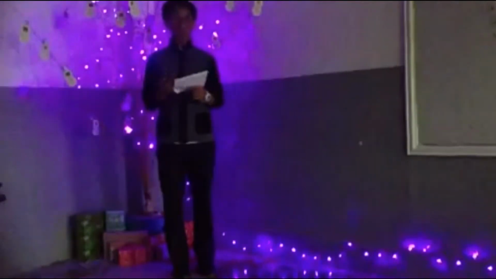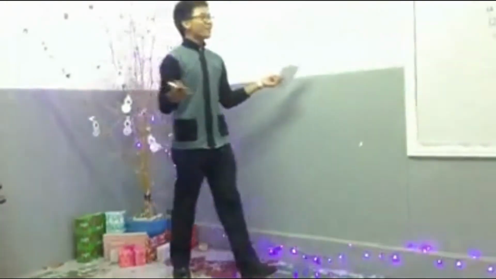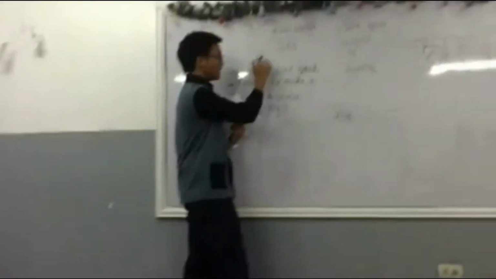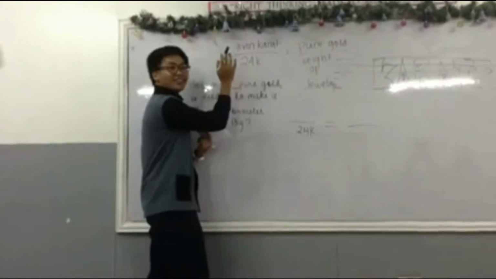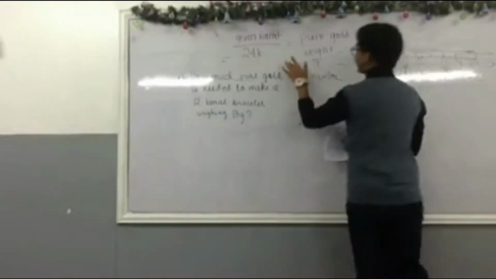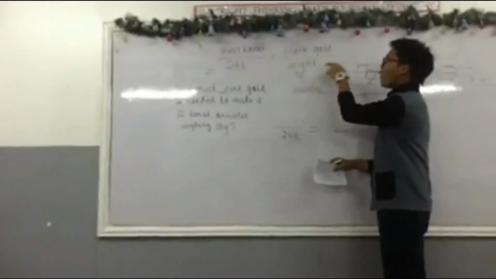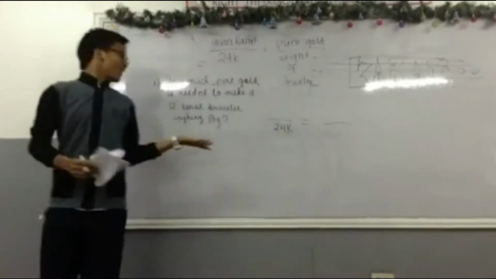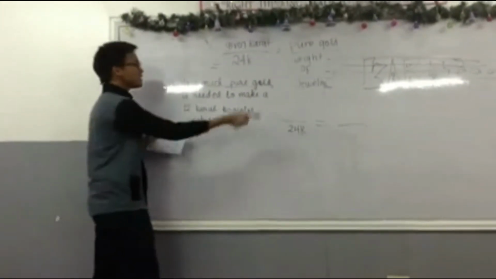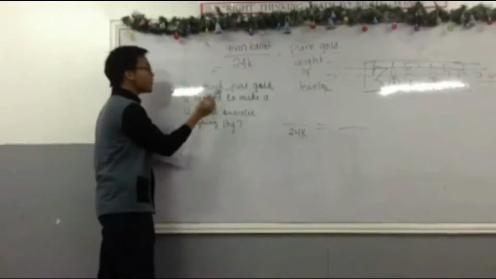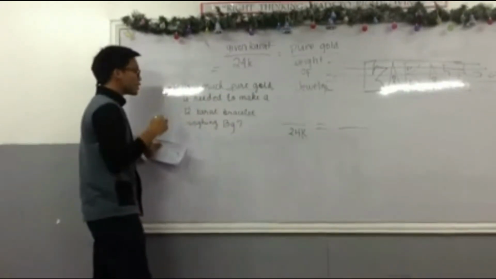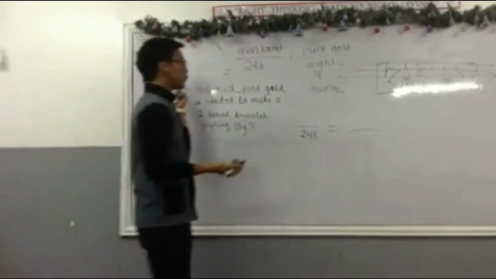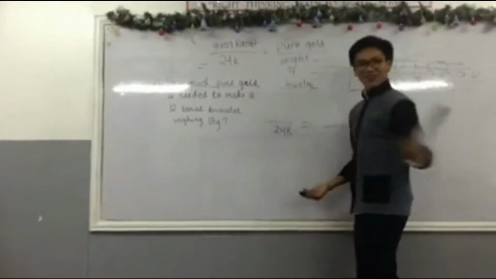So how can we get carat? Here we have the formula: carat over 24K, because 24K is given, equals pure gold over weight of the jewelry. As simple as that. So here we have our first problem, where the missing one is the pure gold. How much pure gold is needed to make a 12-carat bracelet weighing 13 grams? I'll show you how to get the missing pure gold.